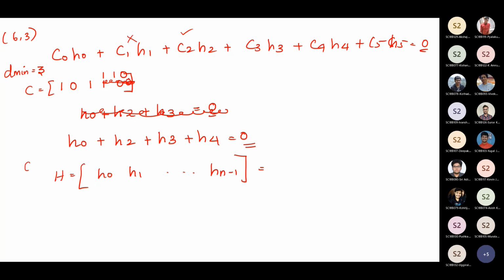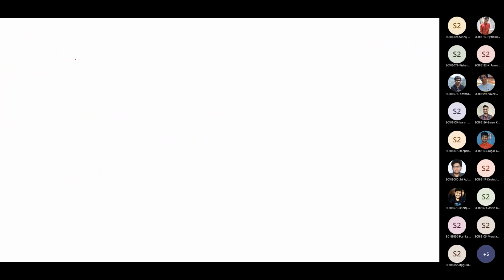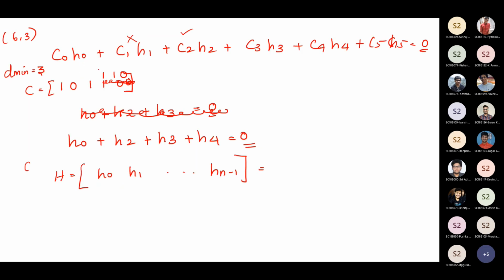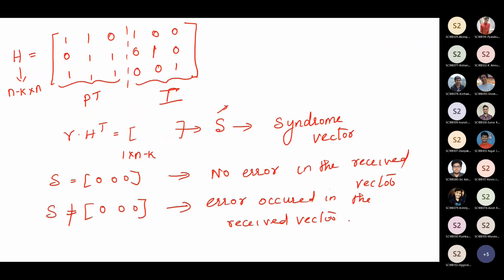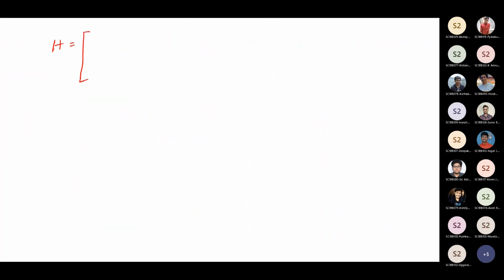So if you take an H matrix of (6,3), what is the H matrix we got? 101, 101, all 1. Next one is 011, then followed by the identity matrix.